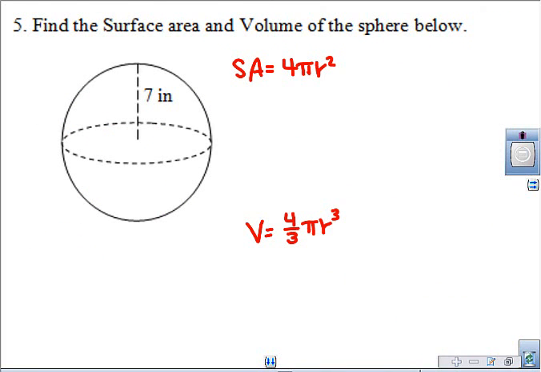Here in number 5, you're given a sphere and asked for surface area and volume. Formulas are given. This one's pretty straightforward. The only thing you need for a sphere is the radius, which is labeled as 7. So this would be 4.